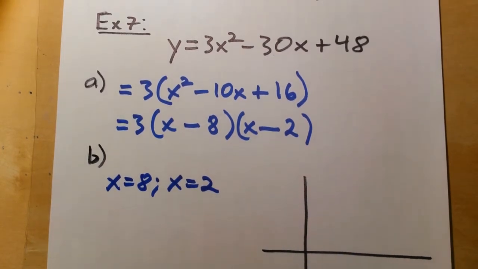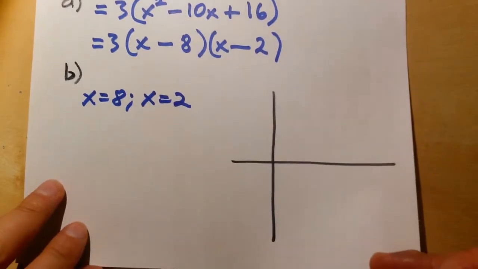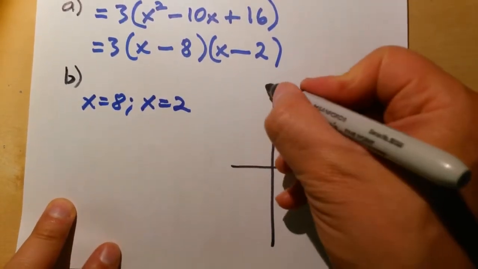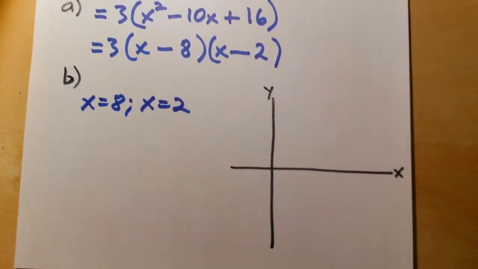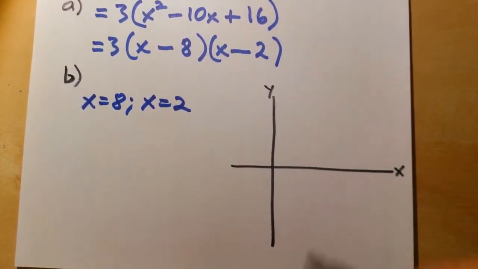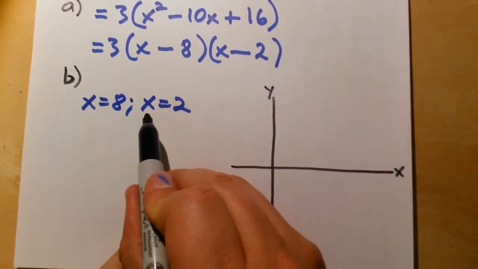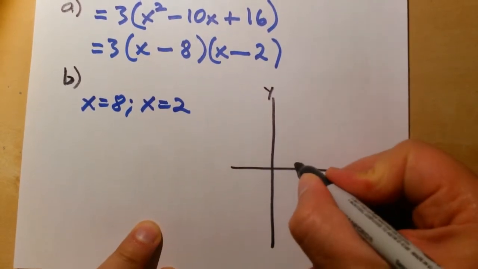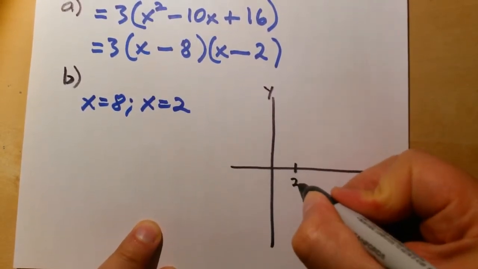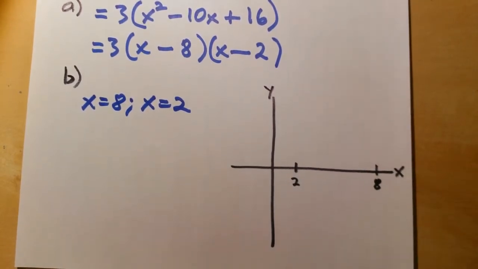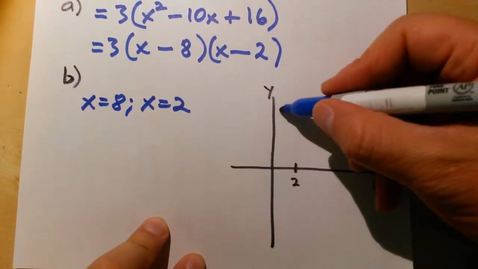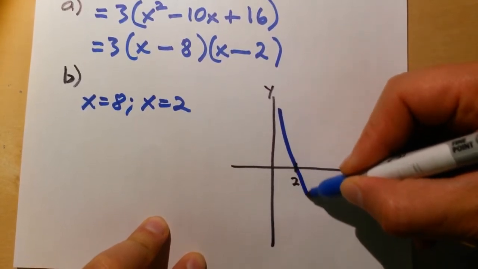Which means the following: if we were to graph this, and this is a rough sketch, I will show you a more accurate sketch in a second, but I just want to emphasize certain things here. We're saying that these are the x-intercepts, so the parabola crosses the x-axis at 2 and at 8. So in fact, let's draw this. So far we don't know how far down it goes, but we know that it crosses 2.